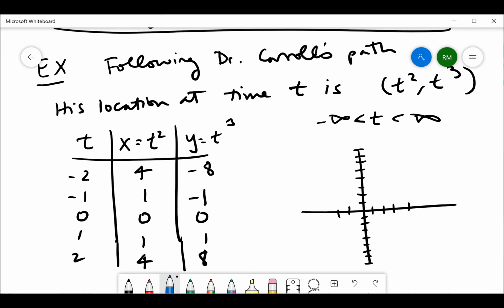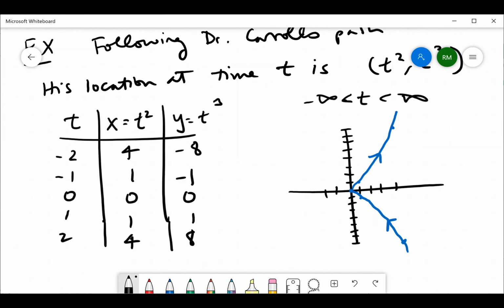All right, so let's plot his point at t equals negative 2. That should be at the point 4, negative 8, down here. At the time t equals negative 1, he should be right here. And here, here, and here. And so if I kind of graph this curve, it should look something like this, where Dr. Carroll is traveling in this direction. So that is the graph of Dr. Carroll's path. And we call this a curve defined by parametric equations.